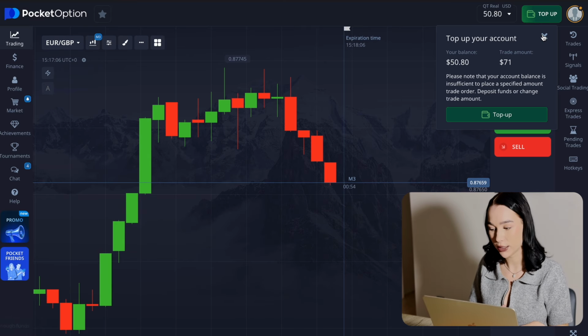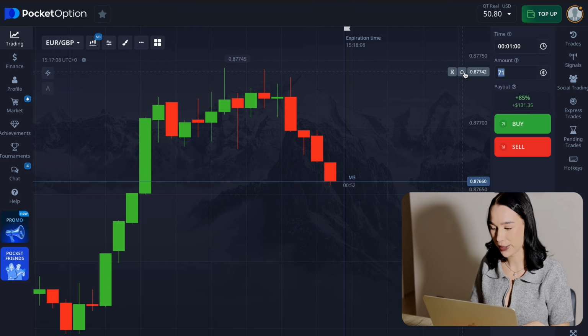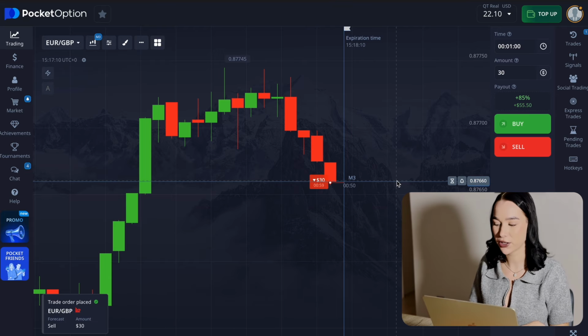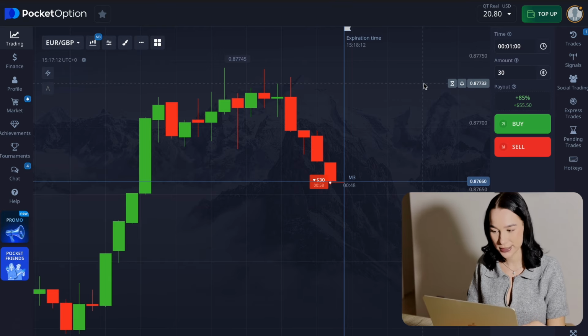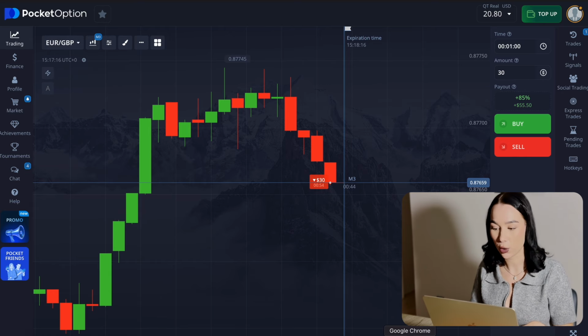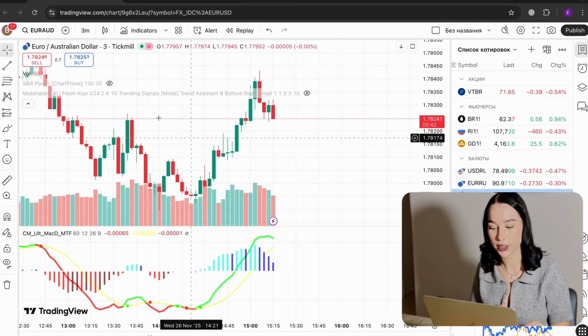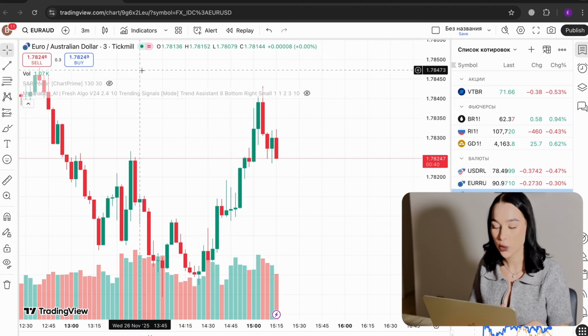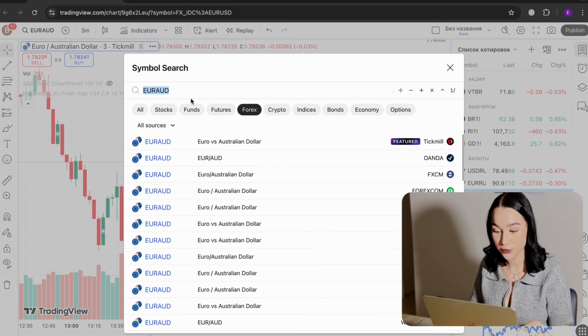Oops, I need to change the amount of money per trade. Okay, we change it to $30. We open a sell trade here for 1 minute. So that's how I'm not using all of the balance that I have, and in case of something, we can open a catch-up trade, even if not for the amount that we need. So after that we go to TradingView, here it is.